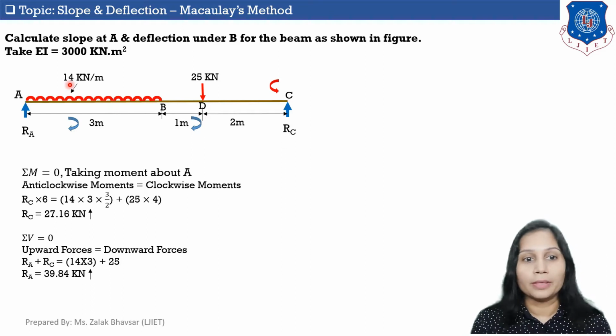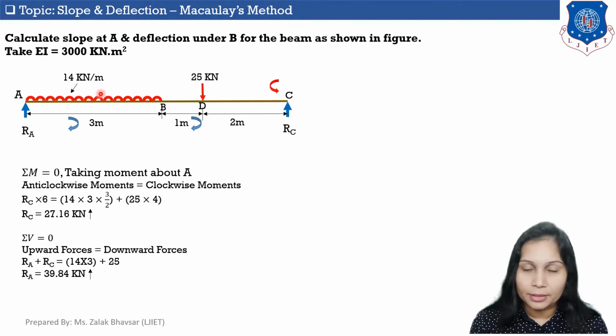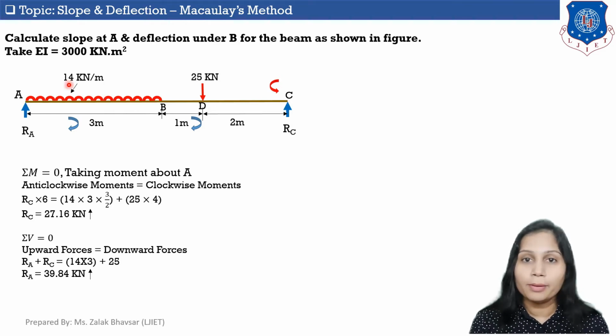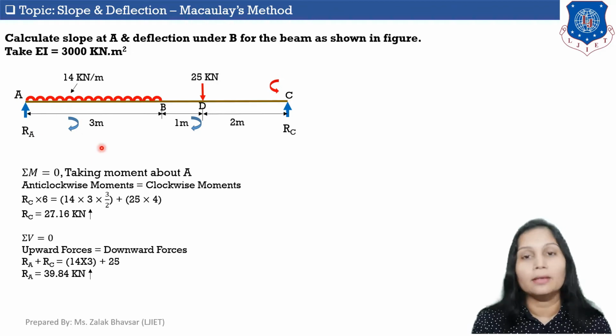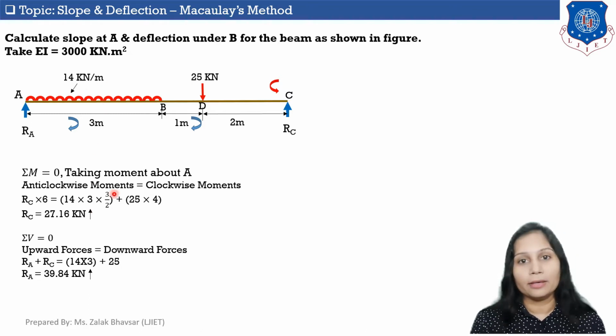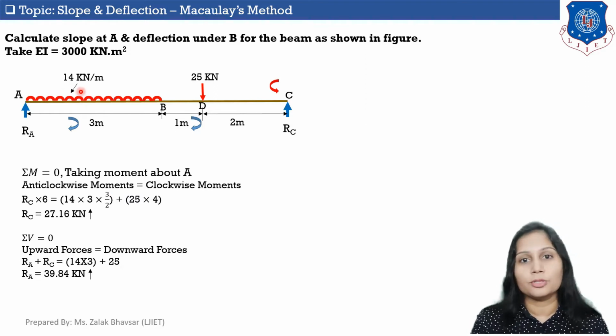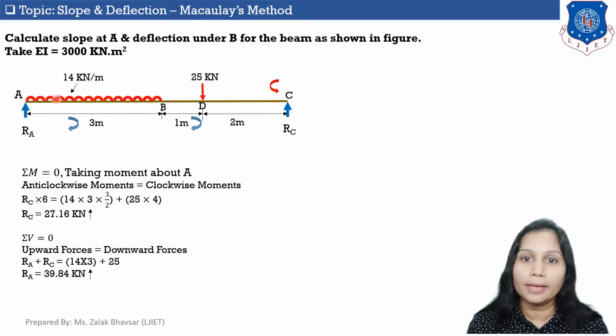Now this 14 kilonewton per meter UDL is acting in a downward direction, and if I am taking moment of this UDL about point A, then it will be acting in a clockwise direction, and moment of this UDL will be 14 into 3, which is total load of this UDL, into 3 by 2, which is the distance where this UDL is acting from point A.